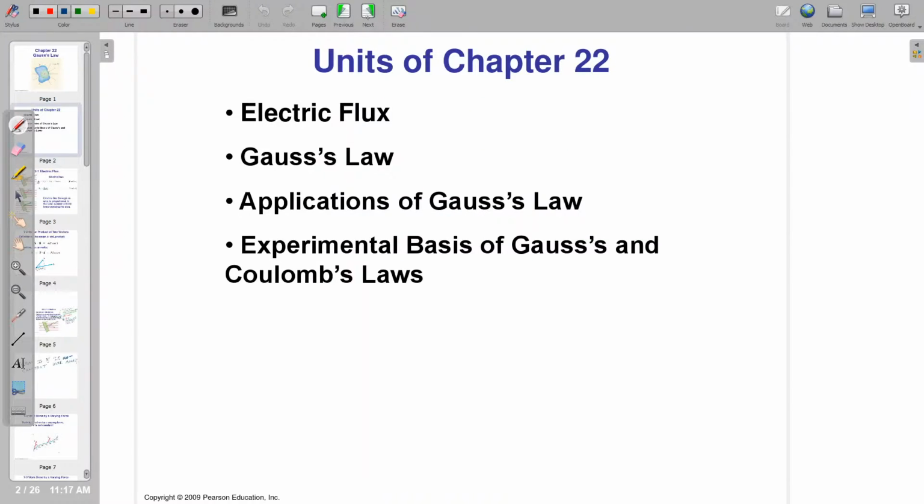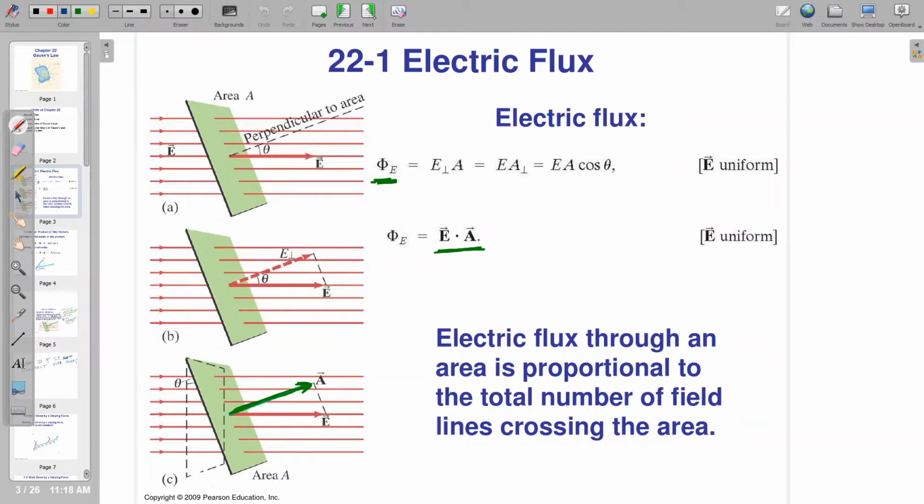Okay, there's a few sections to this, chapter 22 in Giancoli. The first one is electric flux. We're going to cover that. We're going to cover Gauss's law and then some of its applications. You can read the experimental basis of Gauss's law section. That's interesting. Okay, electric flux.